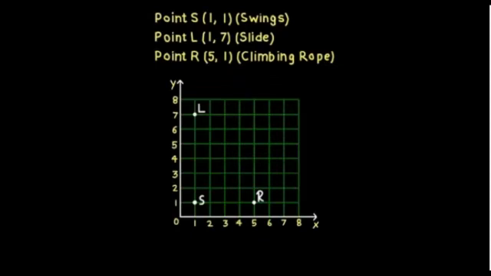Now, let's connect them. What do we get? Cool! It's a triangle! So the playground is shaped like a triangle.